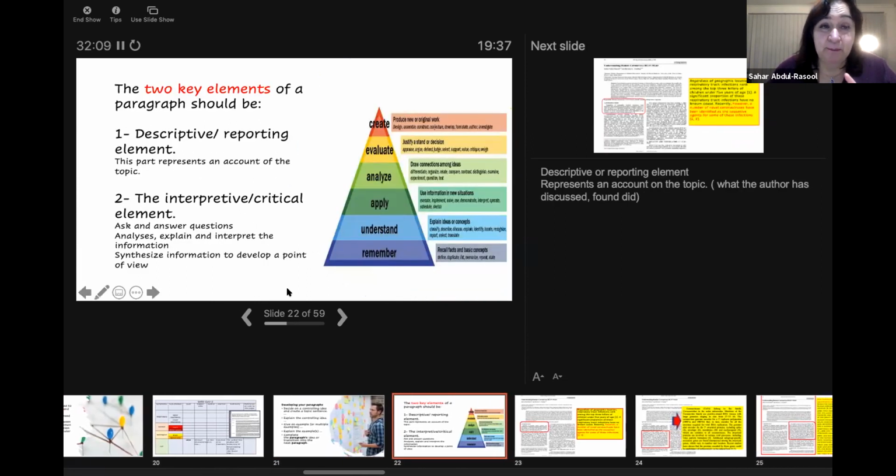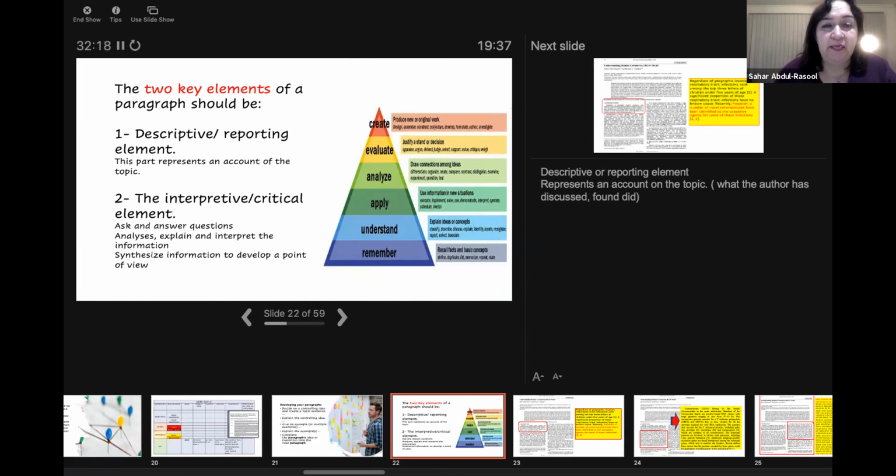There are two key elements in a paragraph: the descriptive, reporting element, which represents an account of the topic, and the interpretive and critical element. This asks and answers questions. It analyzes and interprets information and synthesizes new information.